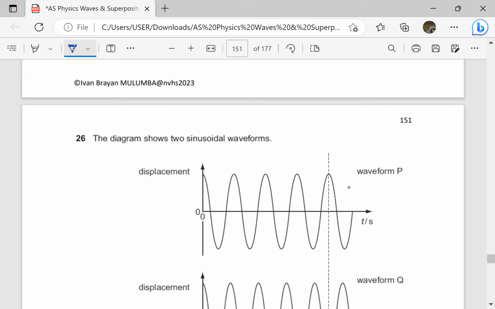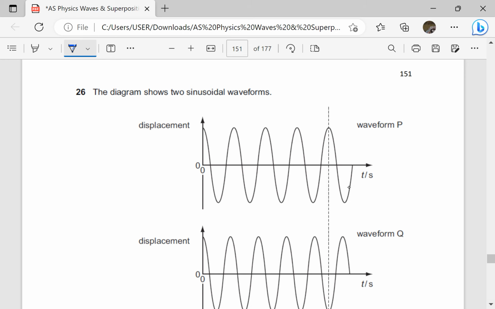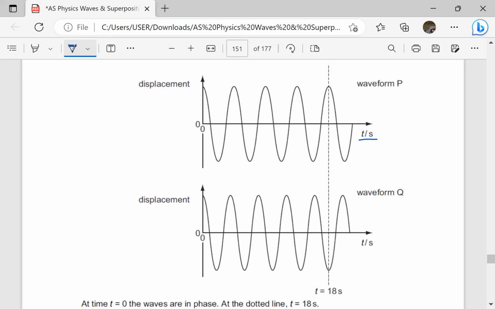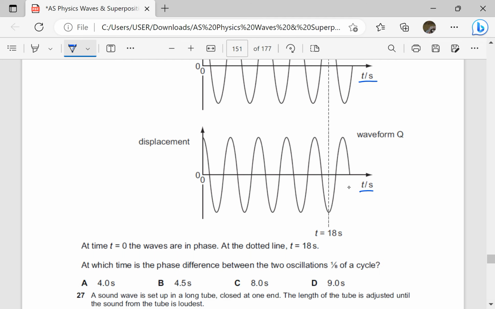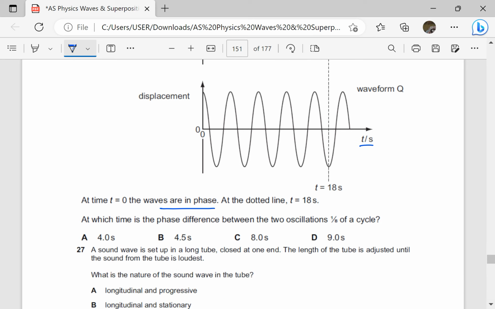The diagram shows two sinusoidal waves. So we see displacement against time. At time t equals 0, the waves are in phase. At which time is the phase difference between the two waves 1 over 8 of a cycle?